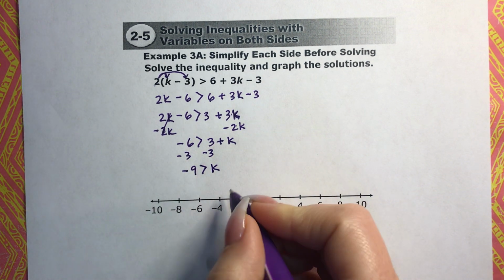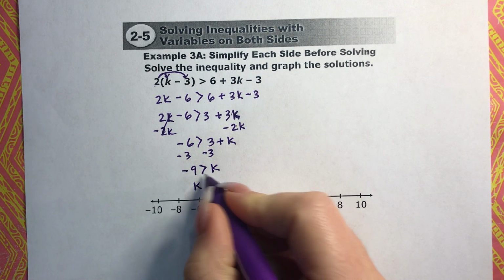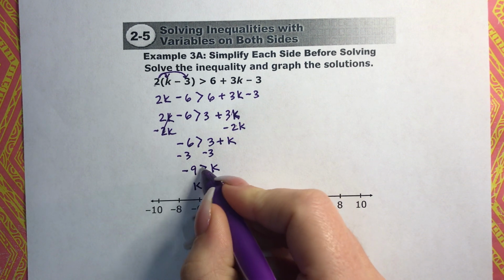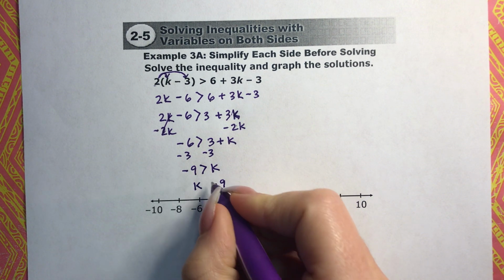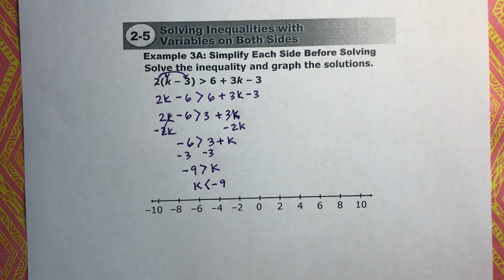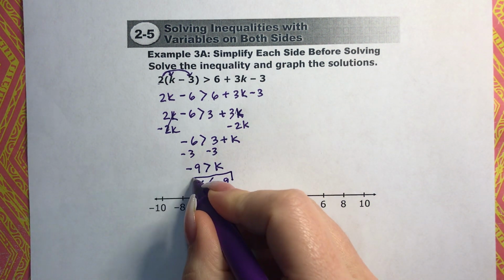And then the last thing is just that k needs to be on the left side. And right now the alligator's eating the negative 9, so it needs to continue to do that. Okay, and now we're good to go. That is our answer. Now we just need to graph it.